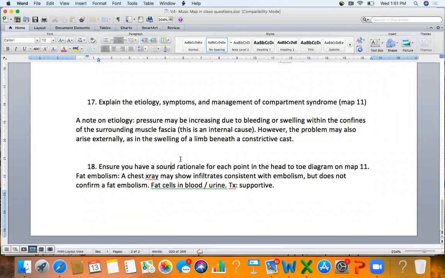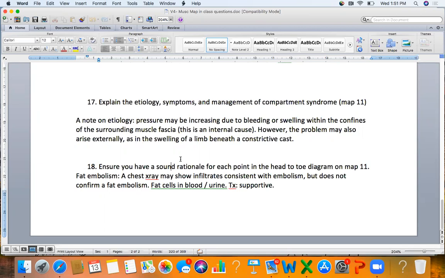All right, so before we get into the maps talking about compartment syndrome per se, let's just take a step back and ask ourselves, what is compartment syndrome? And I'm going to put this question to you. What is compartment syndrome? And what are two mechanisms of compartment syndrome setting in?